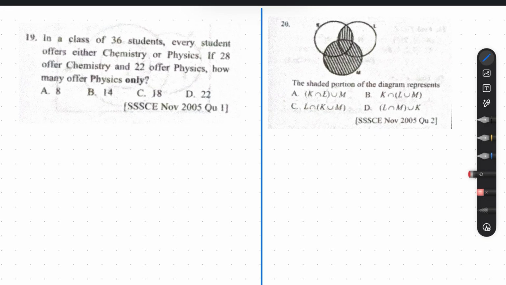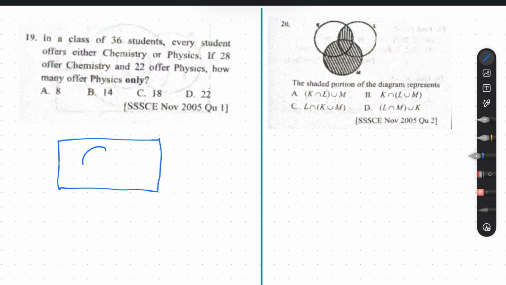Question 19 says in a class of 36 students, every student offers either chemistry or physics. If 18 offer chemistry and 22 offer physics, how many offer physics only? Let's try to draw the Venn diagram. Let's draw a simple Venn diagram.